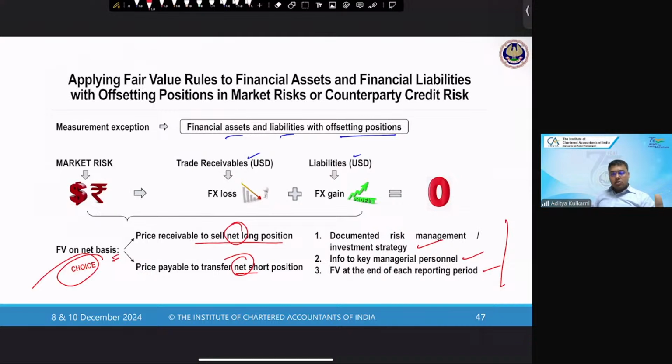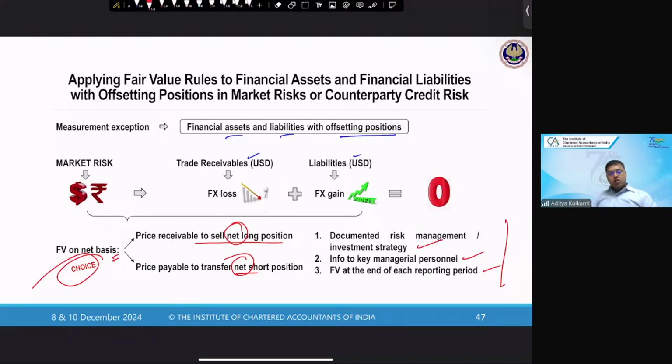First one, a documented risk management or investment strategy. Second, information should be available to the key managerial personnel about this, and you need to determine the fair value at the end of each reporting period. Okay? Did you follow? Yes, sir. All right.